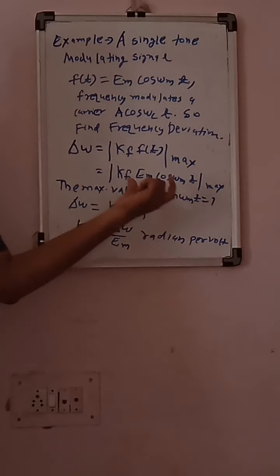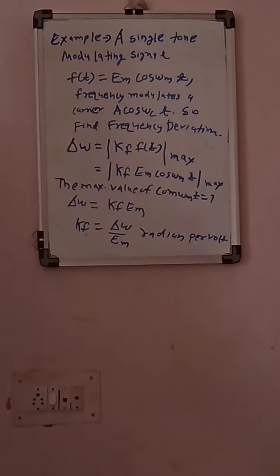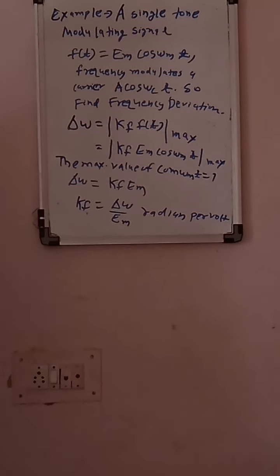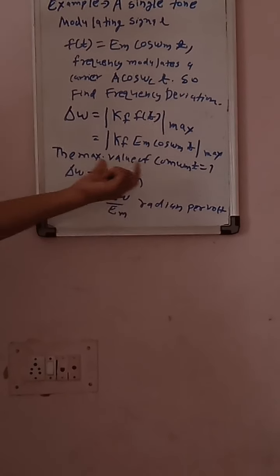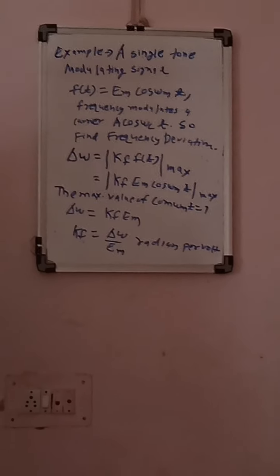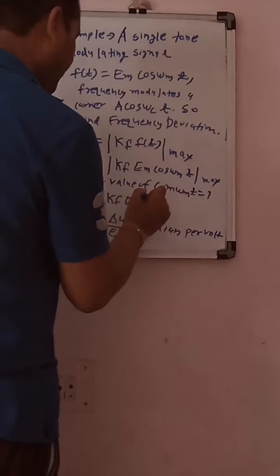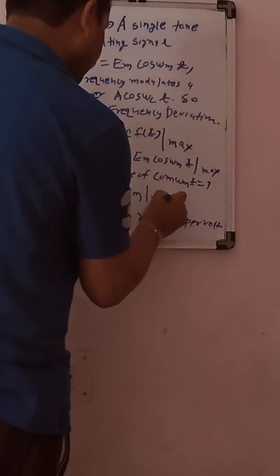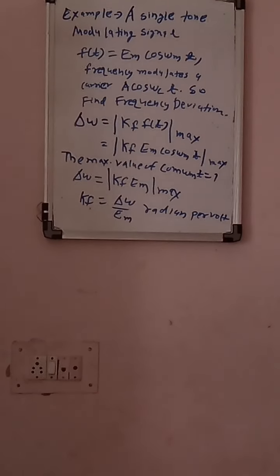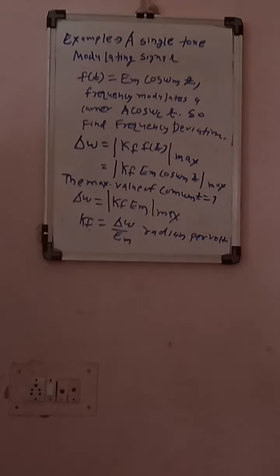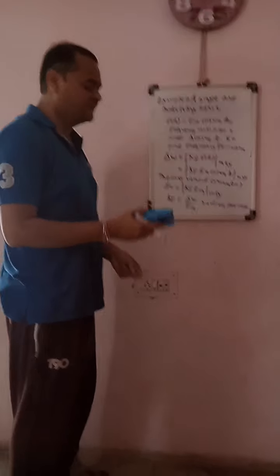So we put that value here in this formula, and the maximum value of cos omega mt, the maximum value of this certain signal, is equal to 1 here. So here only one term will remain, that is kf em. So this delta omega will be equal to kf em, and em is the maximum value of this frequency deviation, and here kf is equal to delta omega upon em, which is in radians per volt. That's how we can find the value of a frequency deviation.